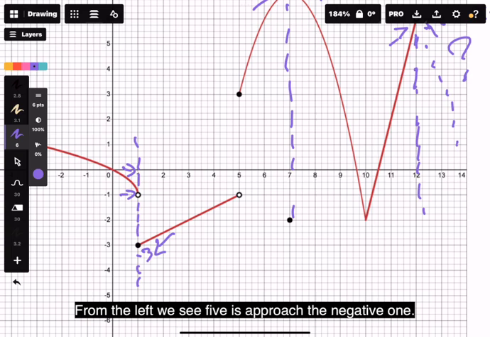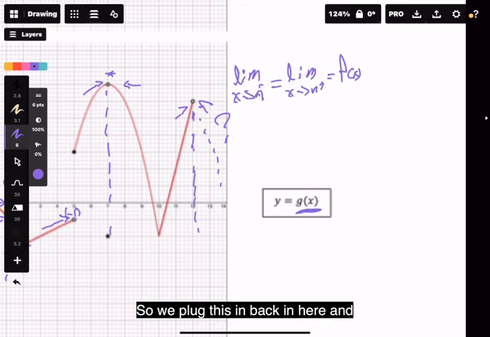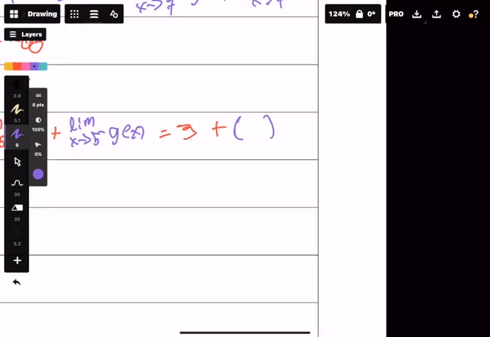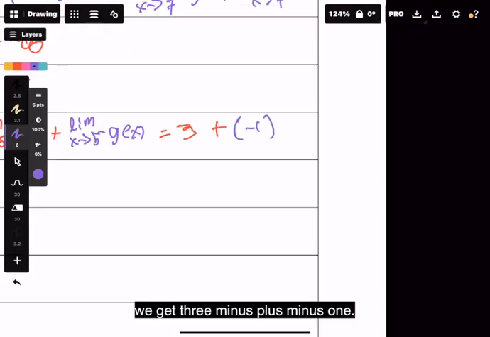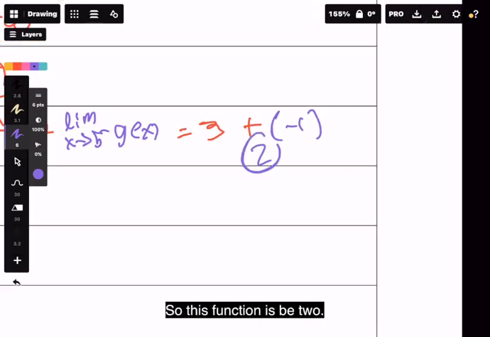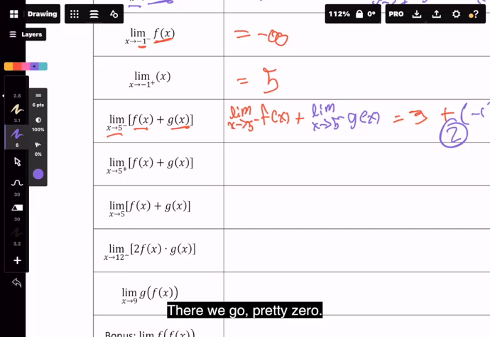From the left, we see f is approaching negative 1. So we plug this back in here, and we get 3 minus negative 1. That would give us 2. So this function would be 2. There we go. Pretty easy, right?